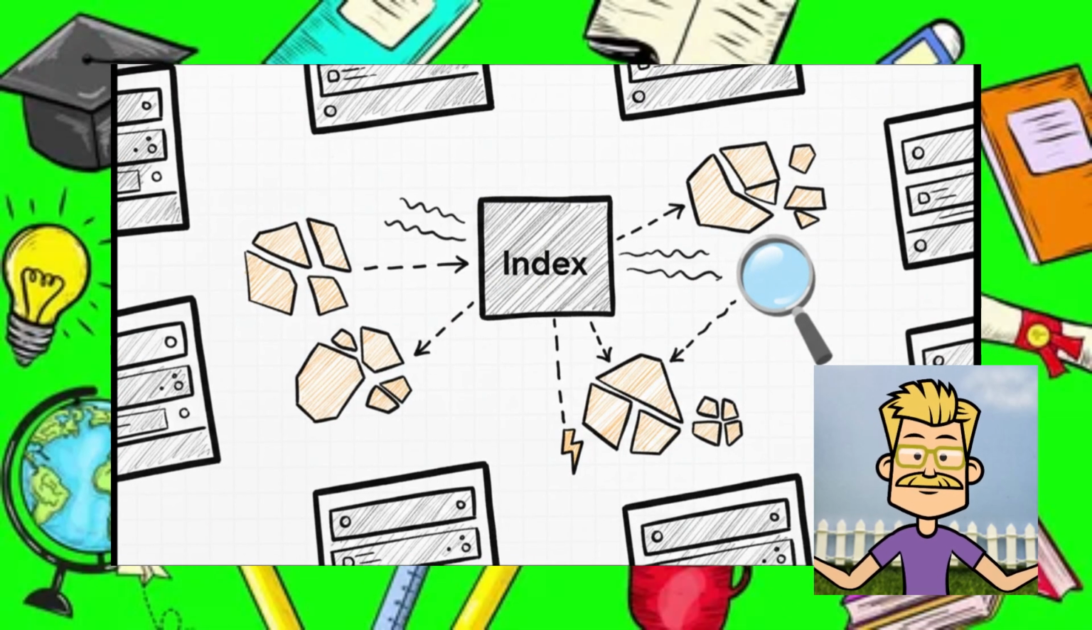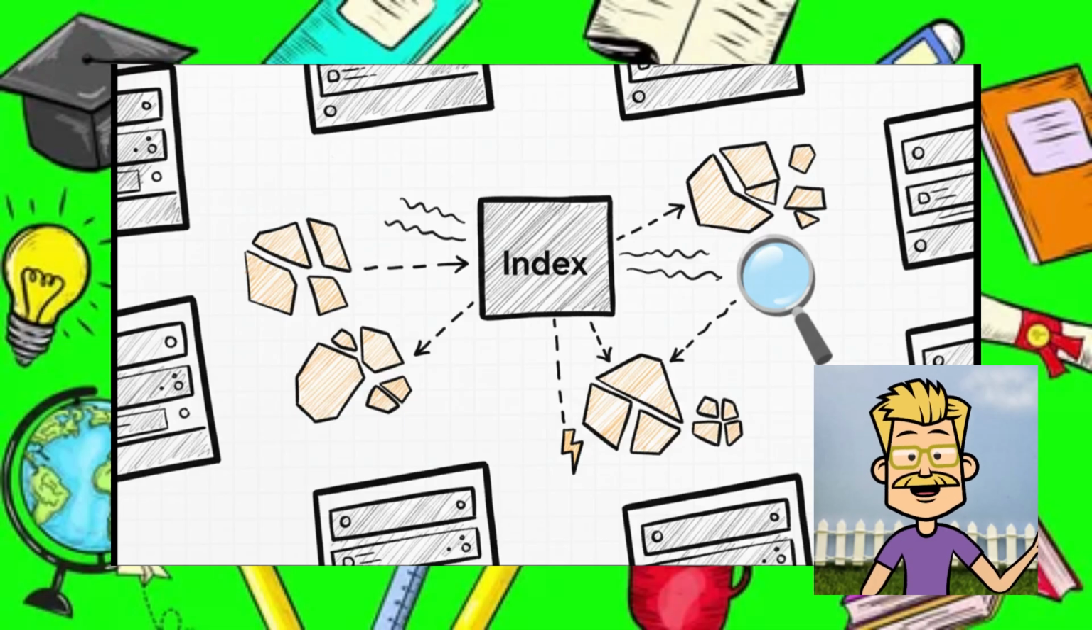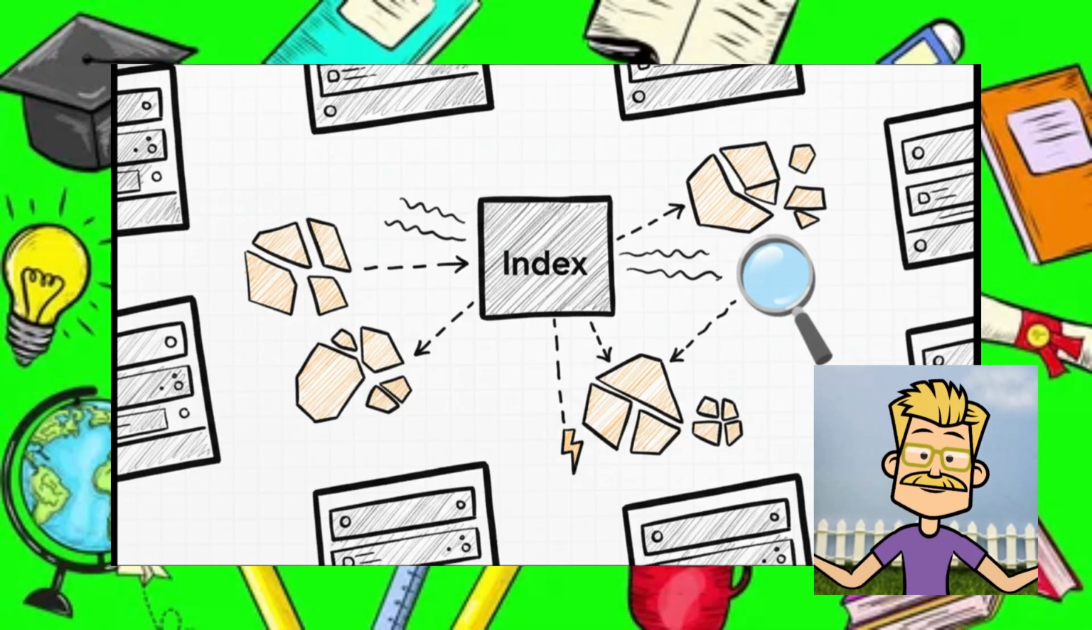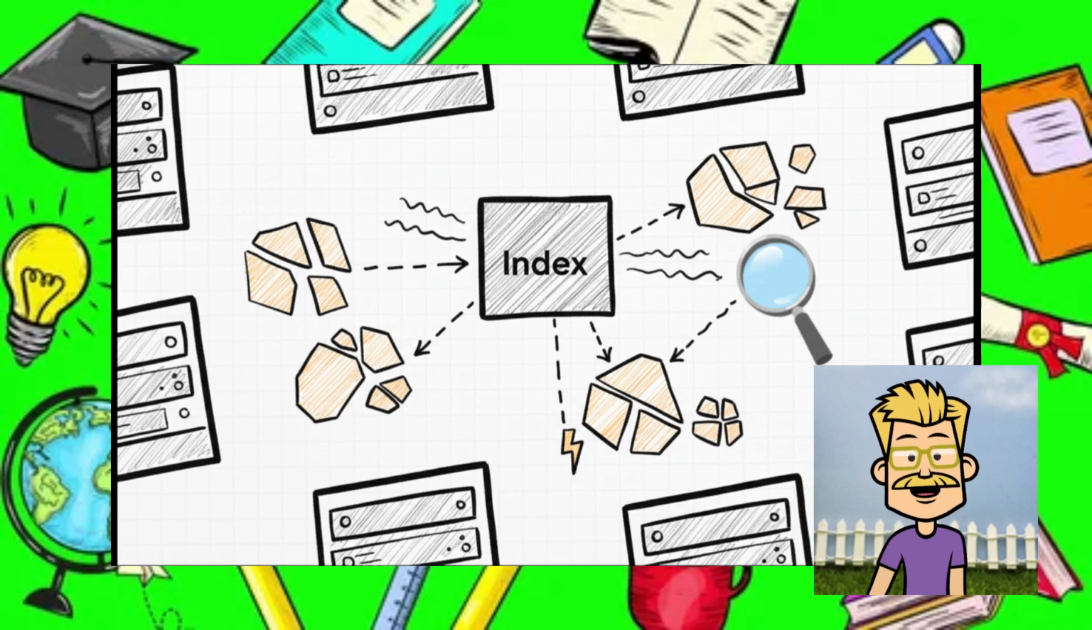How does it manage all that data? Well, it takes a giant index, our library, and breaks it into smaller, more manageable chunks called shards. Think of it like splitting a huge encyclopedia into individual volumes.